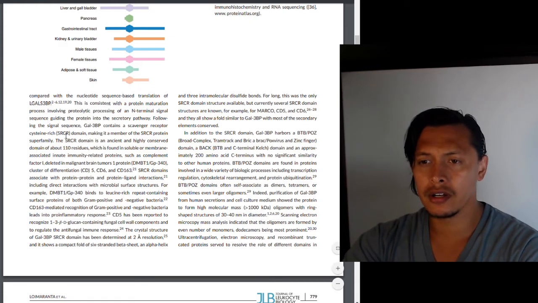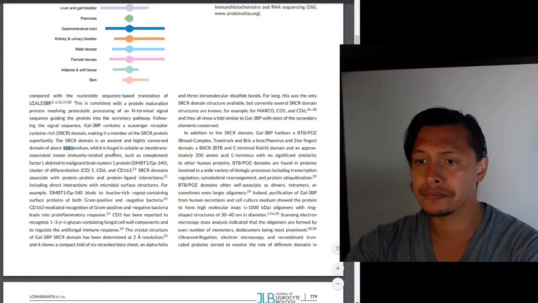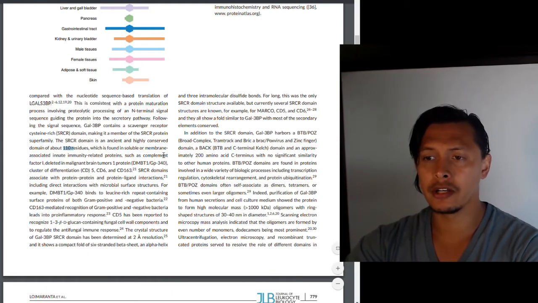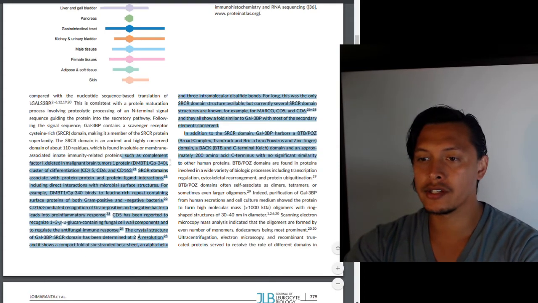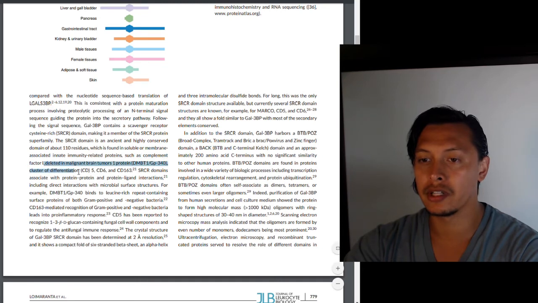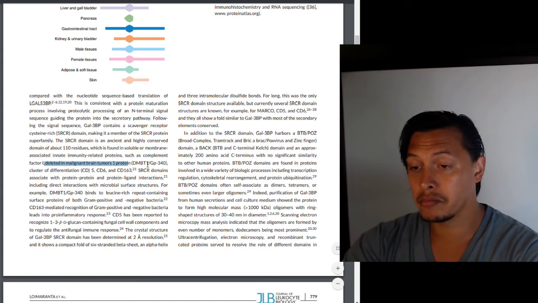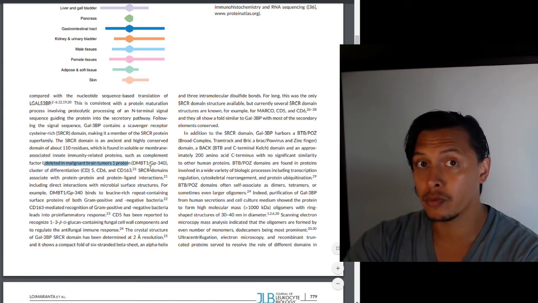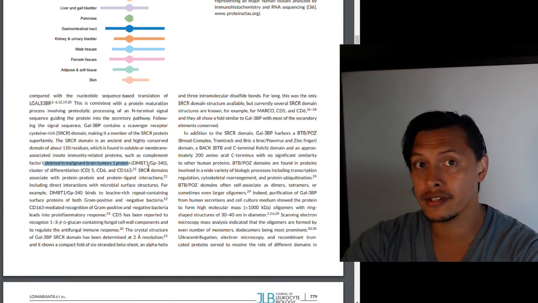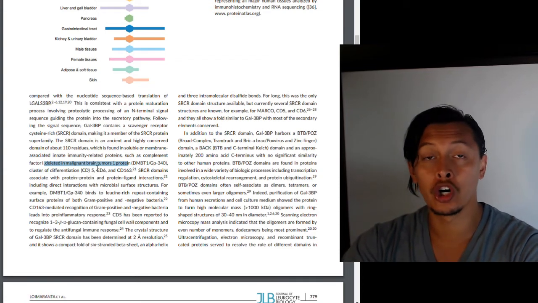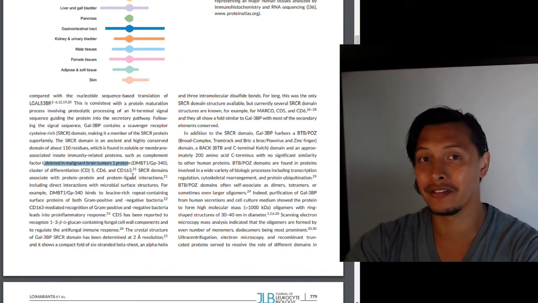The SRCR domain is an ancient and highly conserved domain of about 110 residues, which is found in soluble or membrane-associated innate immunity-related proteins, such as complement factor 1, deleted in malignant brain tumor 1 protein. This would be a protein that, if it is removed, will cause a lot of brain tumors. Oftentimes we name a lot of proteins after the diseases that they cause if the protein isn't working correctly. This is a recurring theme in a lot of molecular biology.